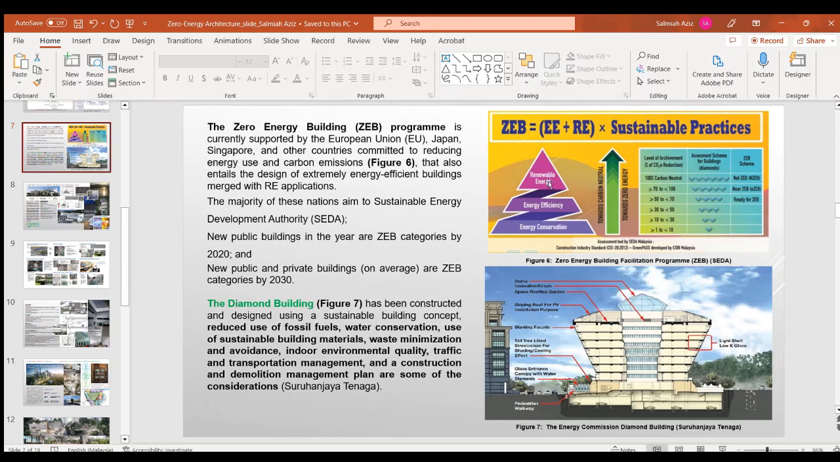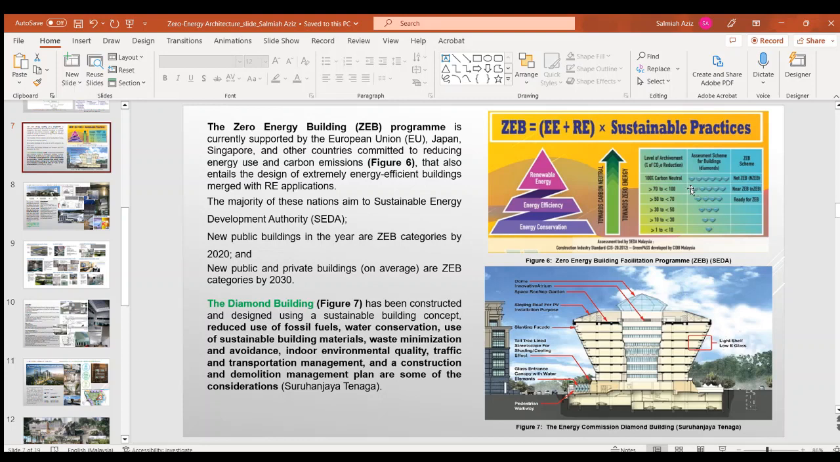There are three components in an energy efficient building, which are energy conservation, energy efficiency, and also renewable energy. So there is some calculation to know whether the building is energy efficient or not. So this is how the things should look.